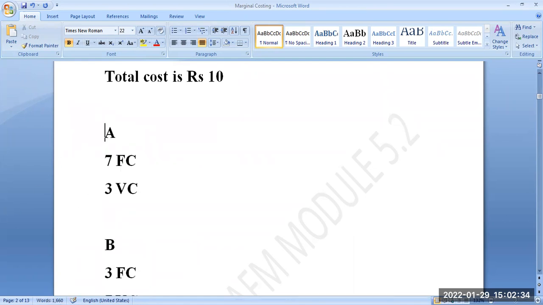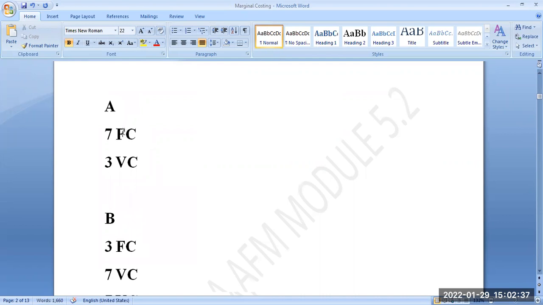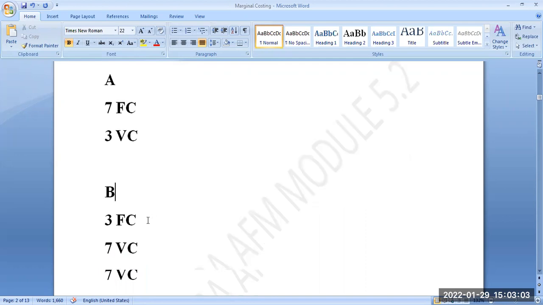The proportion of cost is 70% fixed and 30% variable for company A. For company B, out of 10 rupees cost of production of one unit, 3 rupees is fixed cost and 7 rupees variable cost. Suppose there is a recession, a lockdown, a problem in the economy, and orders are not there. Which company is in a better position to safeguard itself? B. Why? Because if the production is not there, it can save 70% of its cost. But company A is on the opposite side.